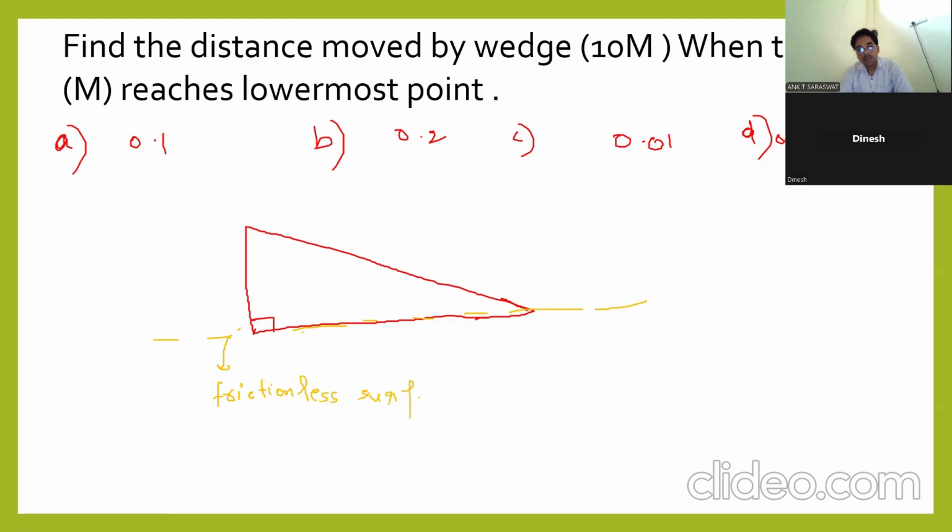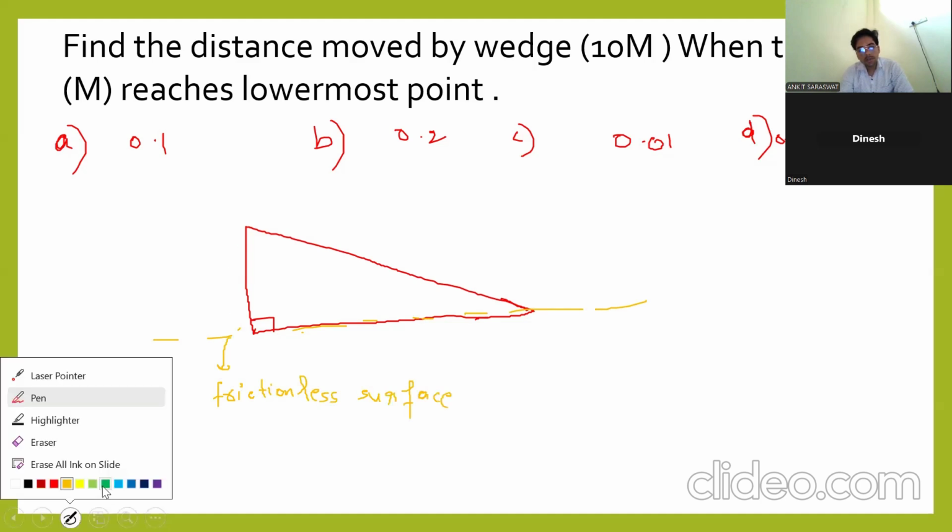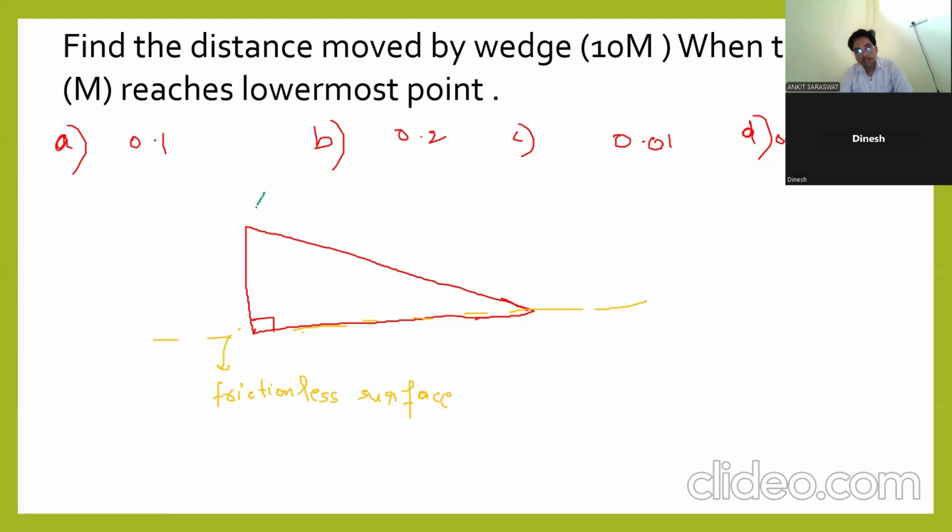If a block is placed like this, this block is moving on this wedge. It is having mass capital M. The mass of the wedge is 10 capital M, 10 times. And this is 2 meter. One thing, if this block is going down, then the wedge will go back. The hypotenuse is 2 meter or the height is 2 meters?